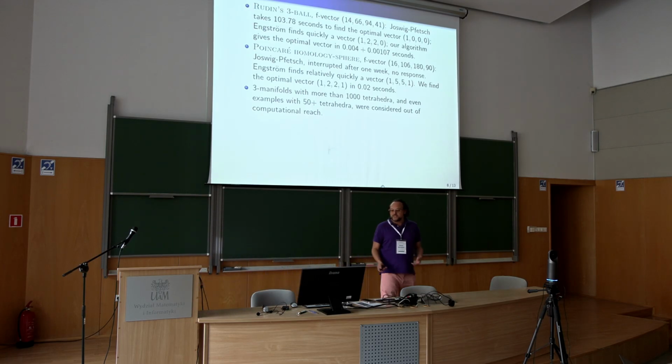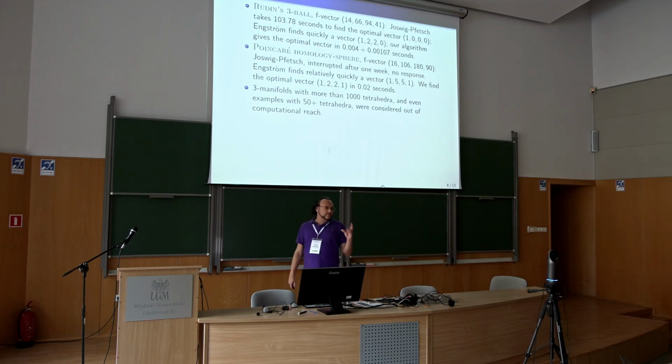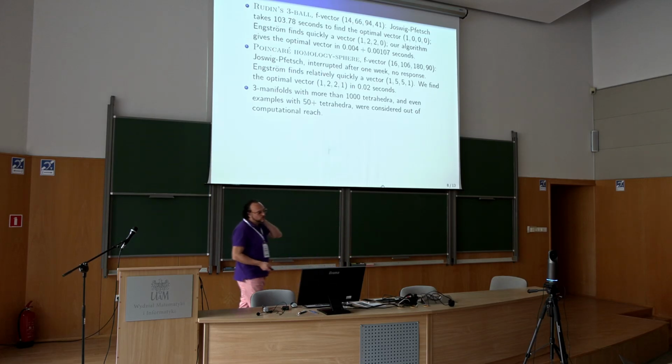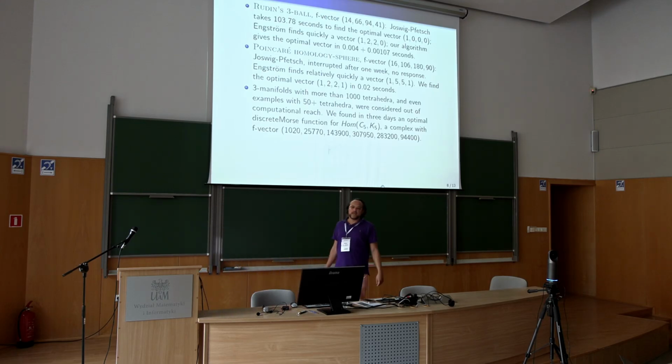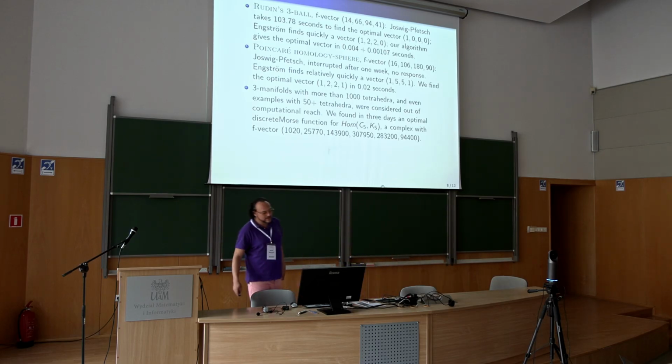As a result, because of this speed, we were able to access examples that before were thought out of limits. Before, the theoretical limit was about triangulations with 50 tetrahedra or so. But after this algorithm, we were able to access things with many more tetrahedra. For example, this complex has 300,000 tetrahedra. This was simplified.